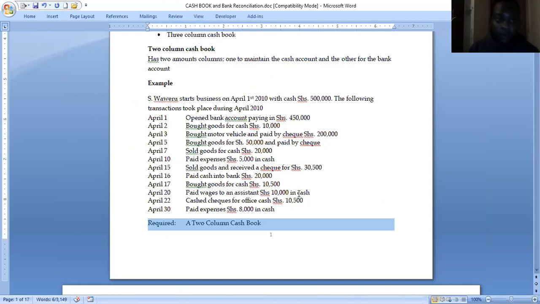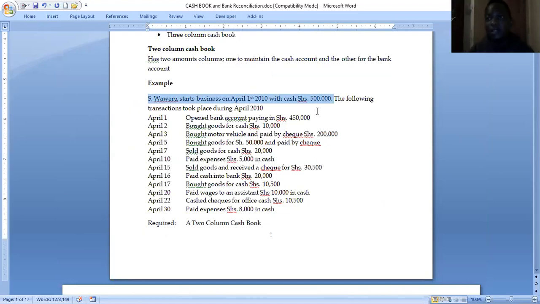The first transaction is the one I've highlighted there, where S. Oweru starts business on 1st April 2010 with cash of 500,000 shillings. To post this transaction, you remember there are three questions to answer. One, which two accounts have been affected? Two, what type of accounts are they? And three, which account is to be debited and which account is to be credited? I hope you remember all that.